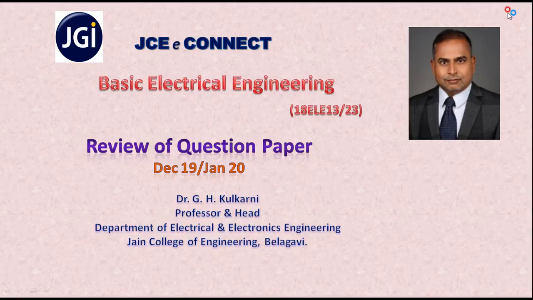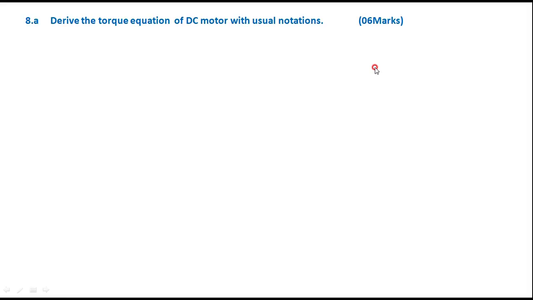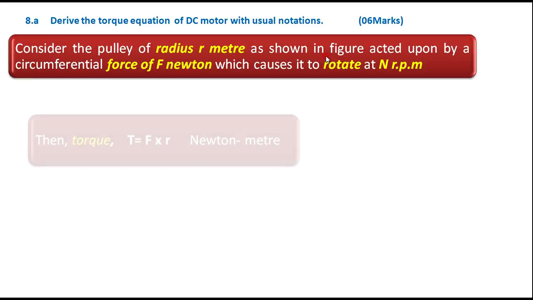Today we'll take up question number 8 of the December 19 and January 20 question paper. Question number 8a asks: derive the torque equation of a DC motor with usual notations. It is a 6 mark question that we have to see.